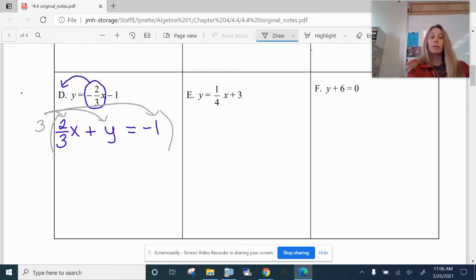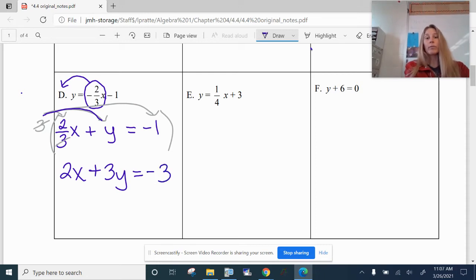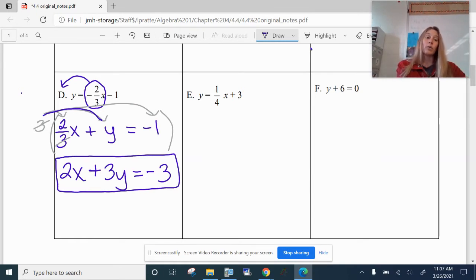Now, the reason why I would do this is I don't mind having a number in front of my x like the 2. I just can't have that fraction. So I just need to get rid of the bottom number, which is the 3. So if I multiply by 3, then that will cancel out there. So I would just be left with 2x. But then when I multiply my 3 to the y, I will have 3y. And then when I multiply my 3 to the negative 1, I will have negative 3. Now I'm going to check it. There are no fractions or decimals left in my equation, and my lead coefficient of positive 2 is good because I need that a to be positive.